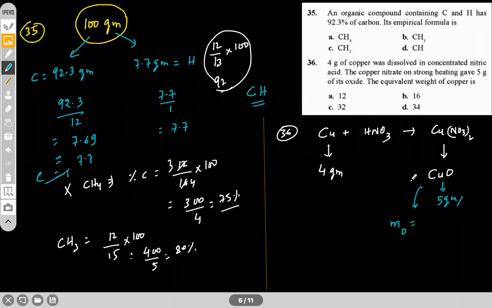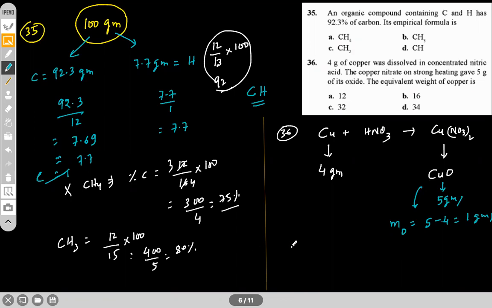Out of 5 we have 4 grams of copper. So 5 minus 4 is equal to 1 gram of oxygen. So the mass of oxygen in this one is 1 gram.